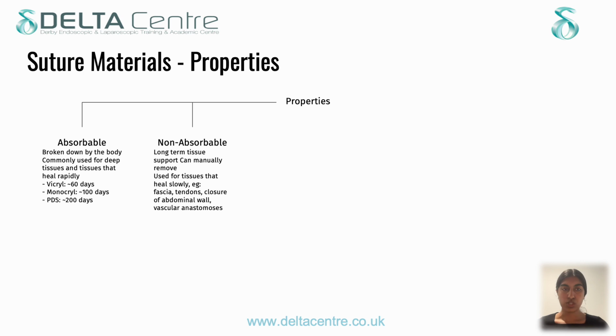Non-absorbable sutures are used for long-term tissue support. They can be manually removed, and they're used for tissues that heal slowly, such as fascia, tendons, the closure of an abdominal wall, or vascular anastomosis.